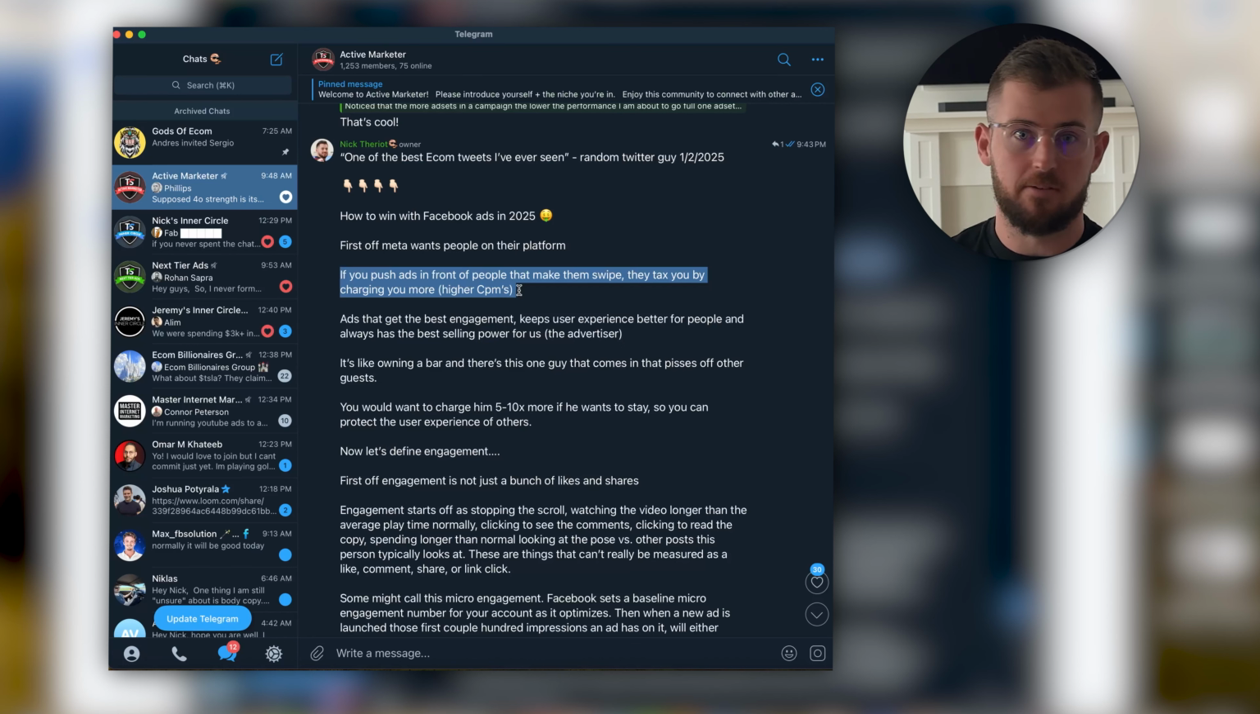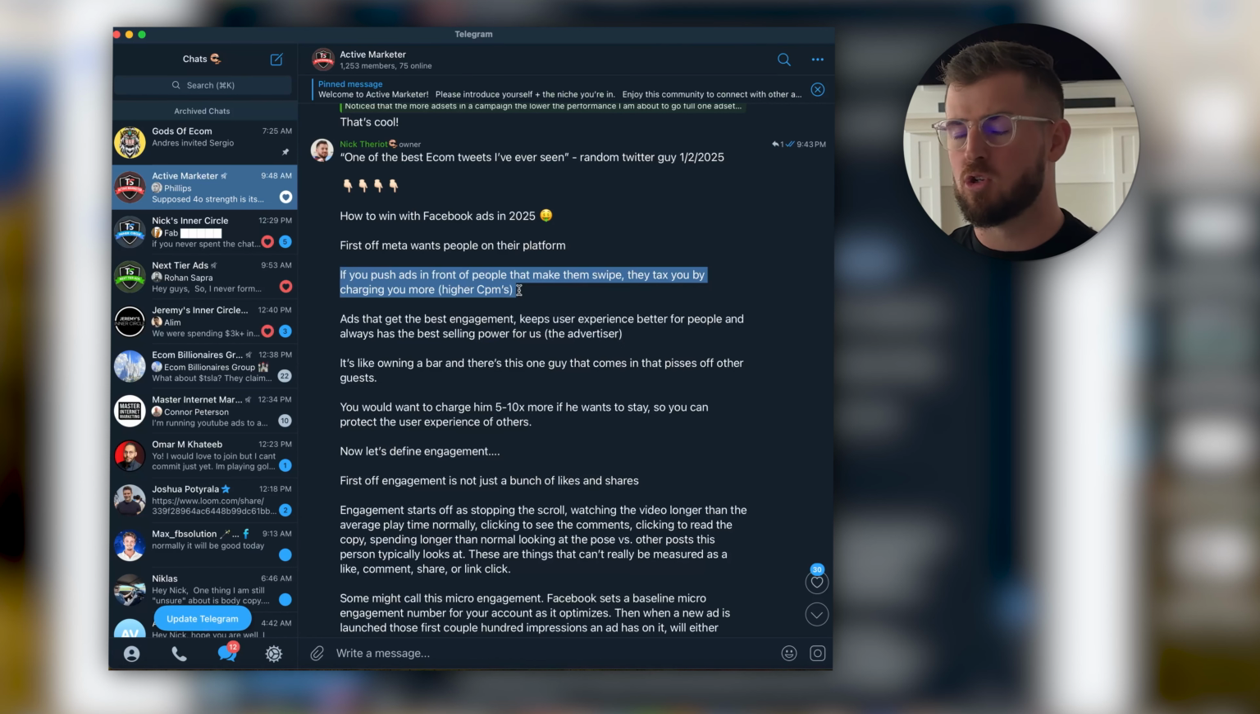And if people don't want to watch that video, if people don't want to look at that photo, guess what? Facebook is going to give you higher CPMs, because they're going to tax you. They're like, okay, we have to take their money because he's giving us money, so we're just going to tax that person on how much we charge them for using our platform to get their photo or video in front of people. We're just going to charge them more for that because no one wants to watch it.